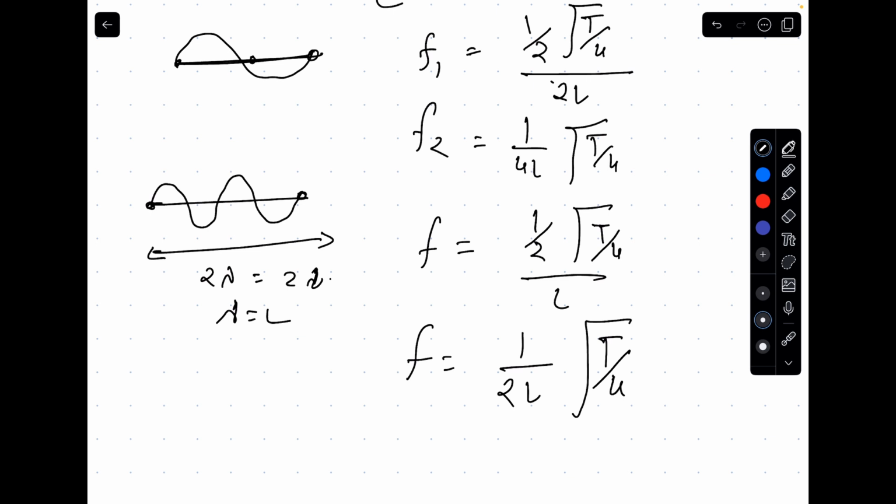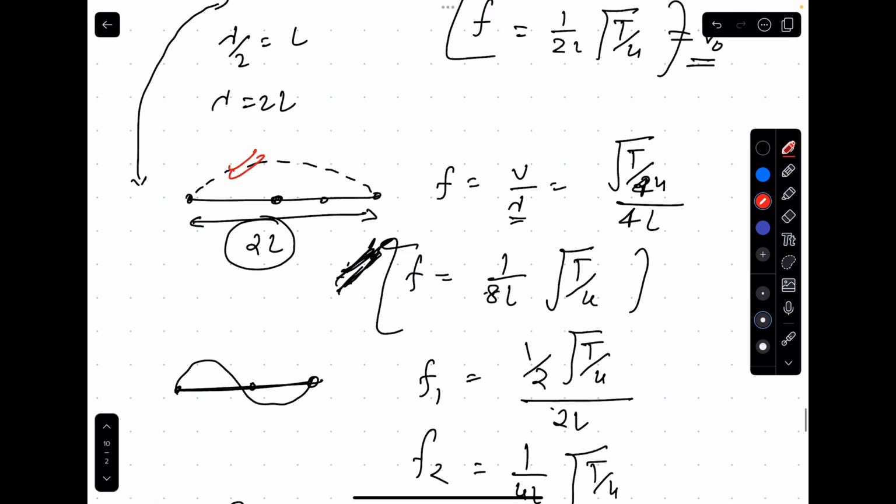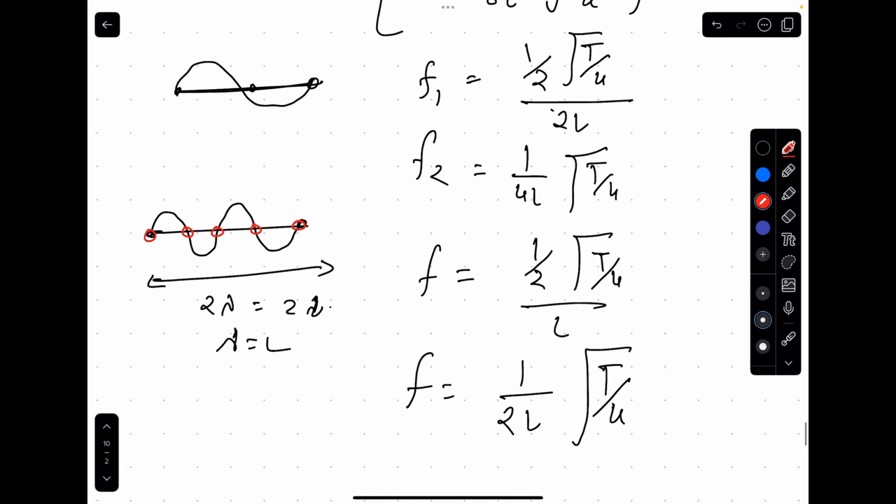Now in this case, let me count how many nodes are there. So 1, 2, 3, 4, 5. Now after this there is a string. So this is our string, which is the lighter string, which is performing in the fundamental. So that will be like this. So when they vibrate in the fundamental mode, this many nodes will be there: 1, 2, 3, 4, 5, 6. So 6 nodes will be there.